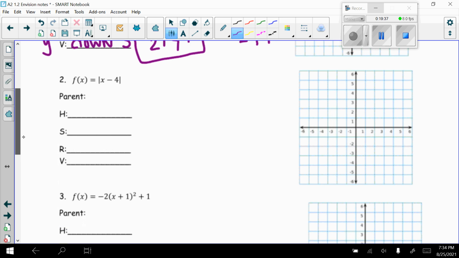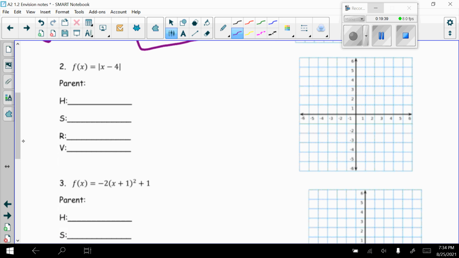So now let's look at number 2. F of x equals the absolute value of x minus 4. Its parent was the absolute value of x. Horizontal, that means it's something inside, okay? If it's a parabola, it's inside parentheses. If it's an absolute value, it's inside the absolute value. I have an x minus 4 inside. Remember that it always comes outside opposite. So I would have to add 4 to bring it out. So that means it's going right 4 spaces.